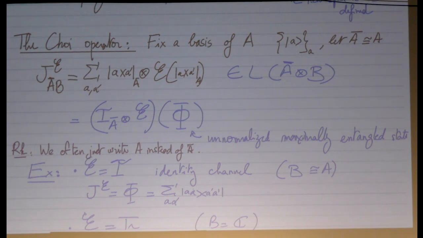Another way to see this is that a basis of the linear operators on A is just the set of operators |i><j|, so this forms a basis of all the linear operators. So it's sufficient to just list all these outputs, E of |i><j|. This Choi operator is just a way of arranging this list of operators. You can see it as a big block matrix, where I put the matrix E of |i><j| in the place corresponding to |i><j|. So there's the mathematical point of view where it's just a list of these outputs, but it also has this physical interpretation in terms of preparing a fixed maximally entangled state between A and A bar, and applying the channel to the A system.